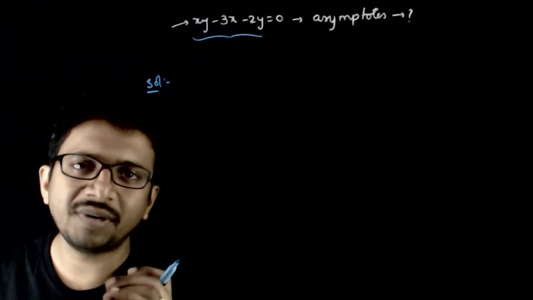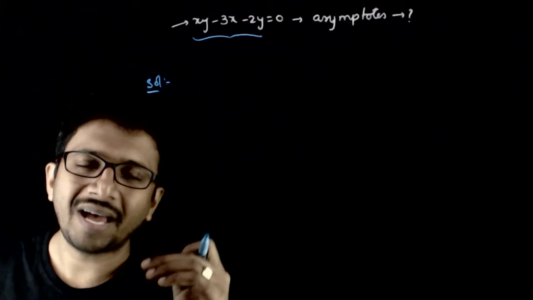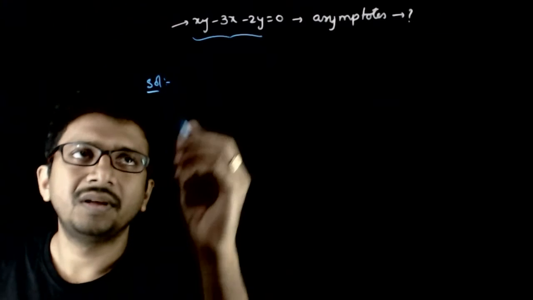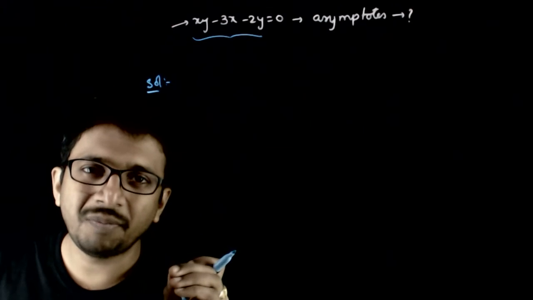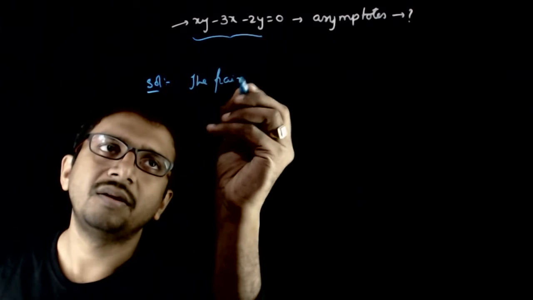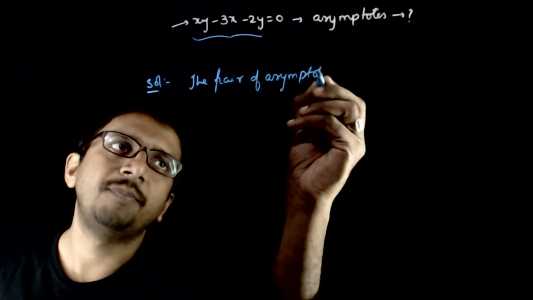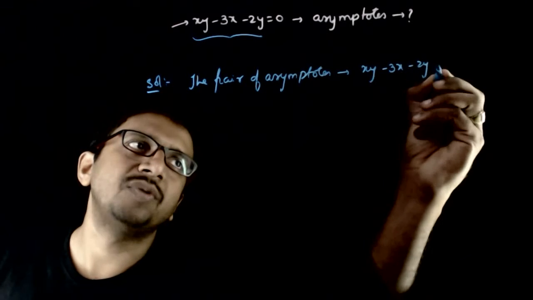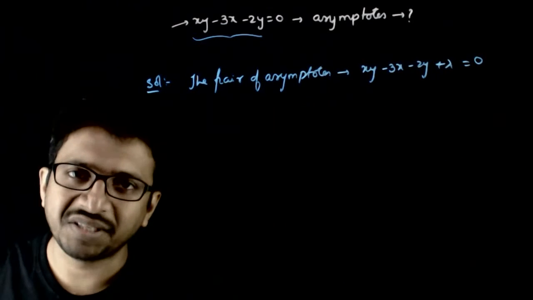You have a standard statement in hyperbola which says that the equation of the hyperbola and the equation of its corresponding asymptotes differ only by a constant. The equation of the hyperbola and the equation of the pair of asymptotes differ only by a constant. That means I can assume the pair of asymptotes to be xy minus 3x minus 2y plus lambda is equal to 0. So let this be the pair of asymptotes.